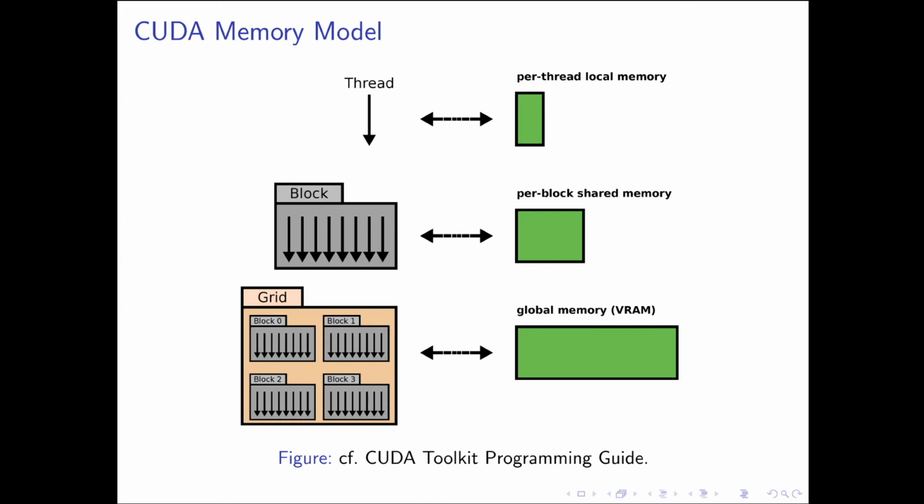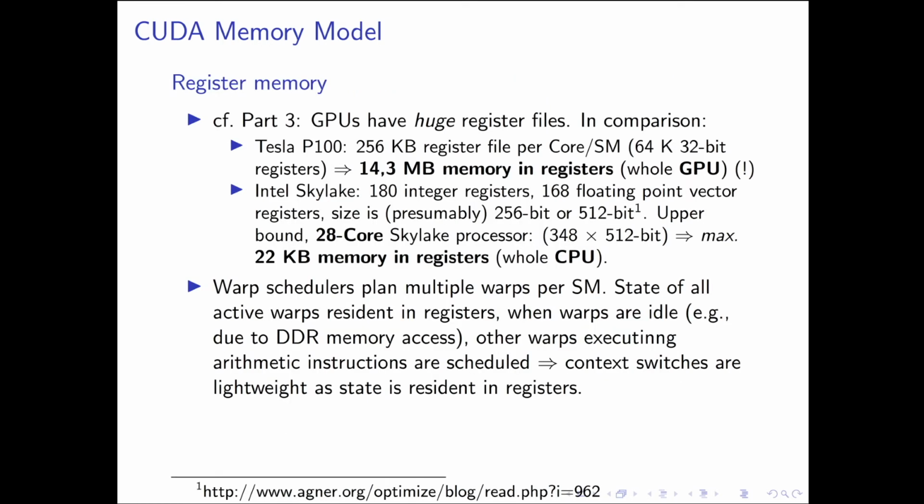Then on a block level, which all threads in the block have access to, is the per-block shared memory. And then eventually, when we have the whole compute grid, the memory region that is relevant on this level is the global memory, or the VRAM or DDR3 memory. So let's now go over the various memory regions in a bit more detail.